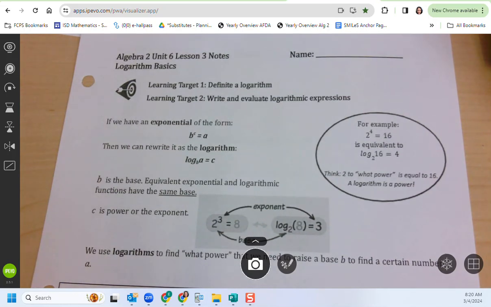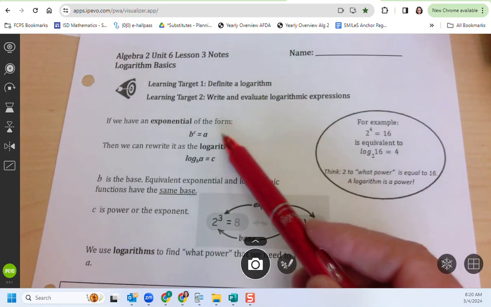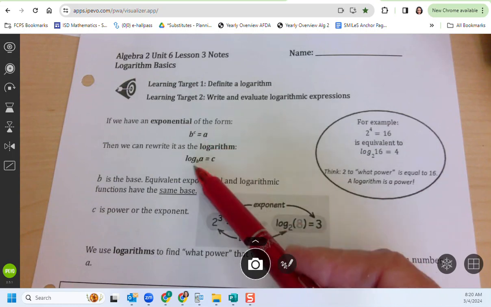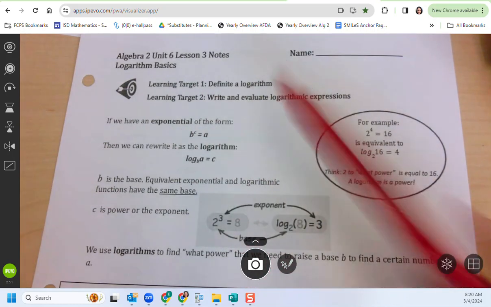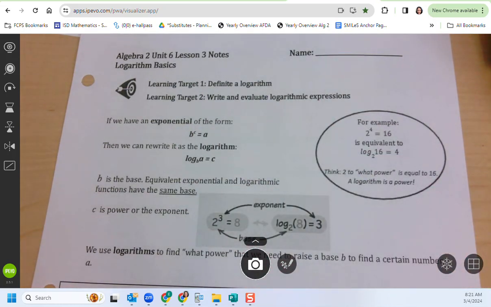Today we are going to learn about logarithms, and we are going to use logarithms to evaluate and also to solve. A logarithm is another way to write an exponential. It's actually defined to be the inverse of an exponential.